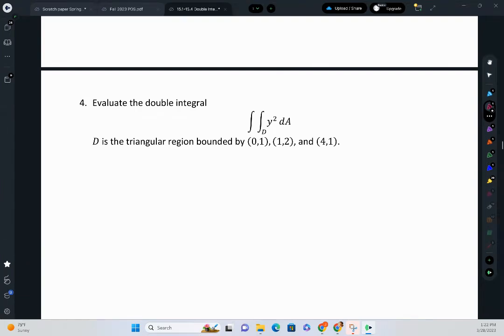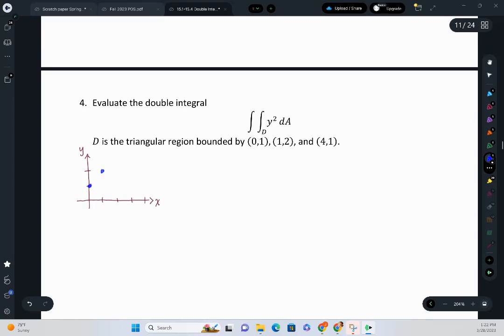Okay, so very first thing, draw the region. So I'm going to draw an XY axis. It looks like I just need my first quadrant. And I need to put these points on here. I have the point (0, 1). I have (1, 2) and (4, 1). Connect the dots. And this is going to be my region of integration.